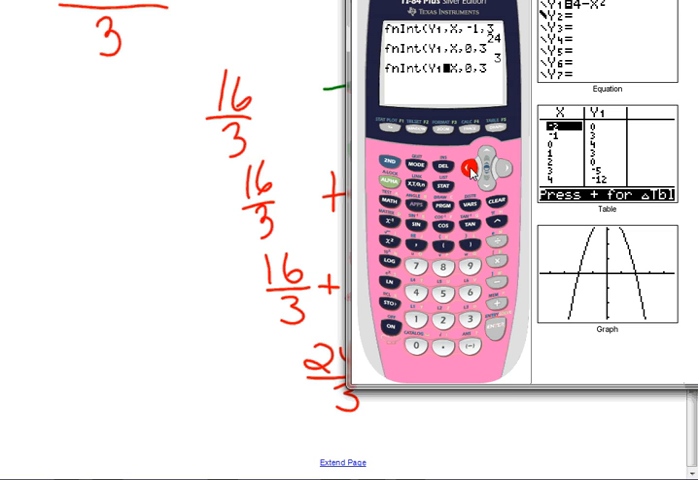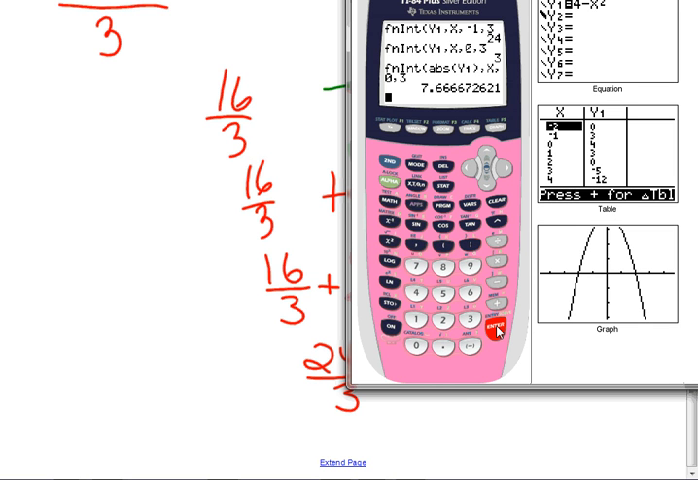Now, this is tricky. I have to use the insert key. You know where absolute value is? It's in math. You can always find everything in the catalog. It's under NUM, and it's the first one. And then I have to close the parentheses after the y1. So that's why I said it was a little tricky. Sometimes it's just easier to repeat it.